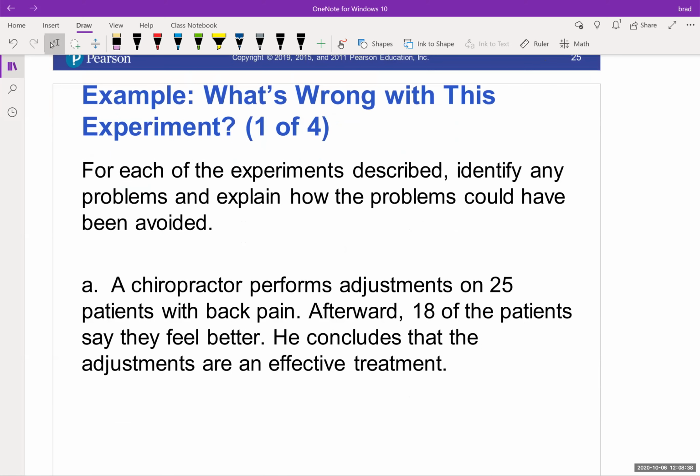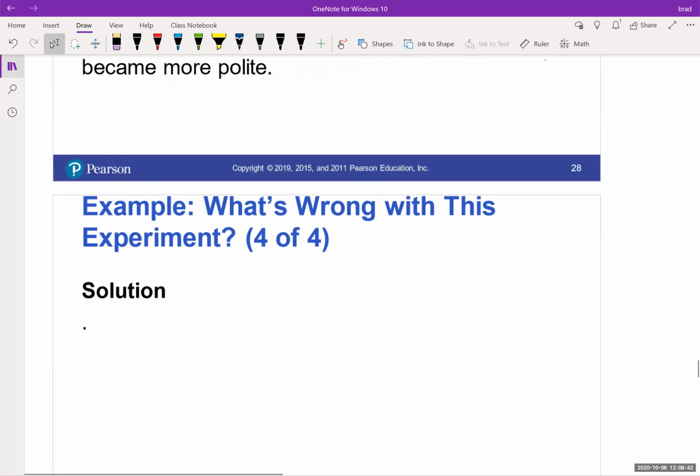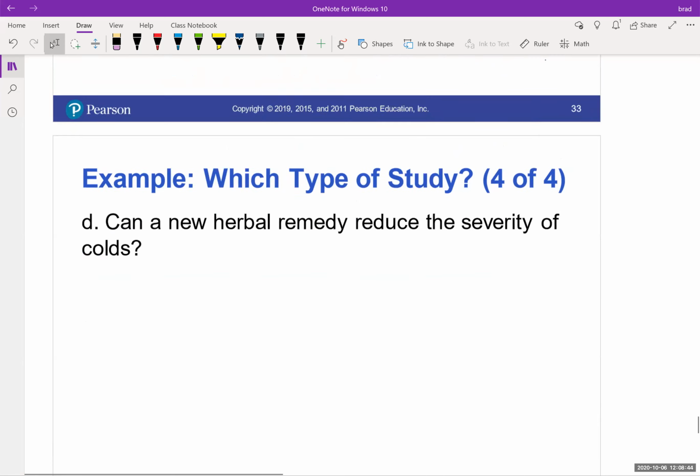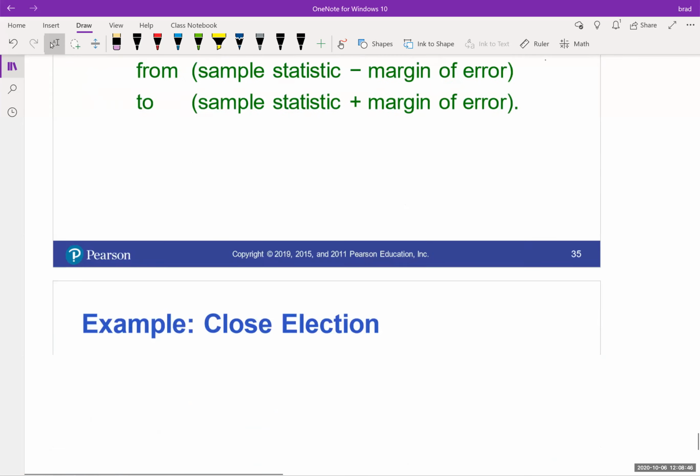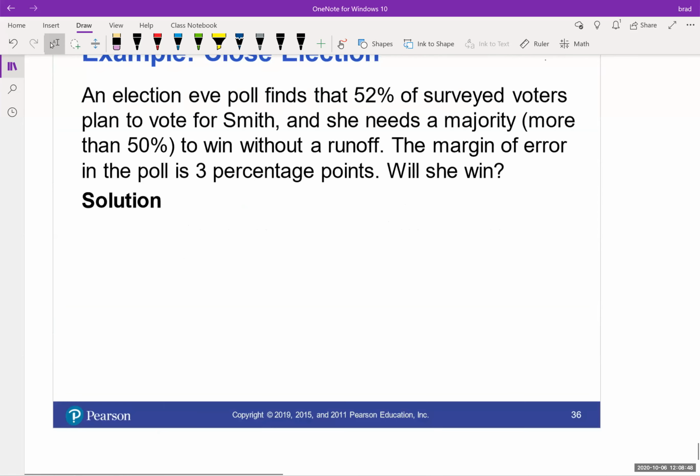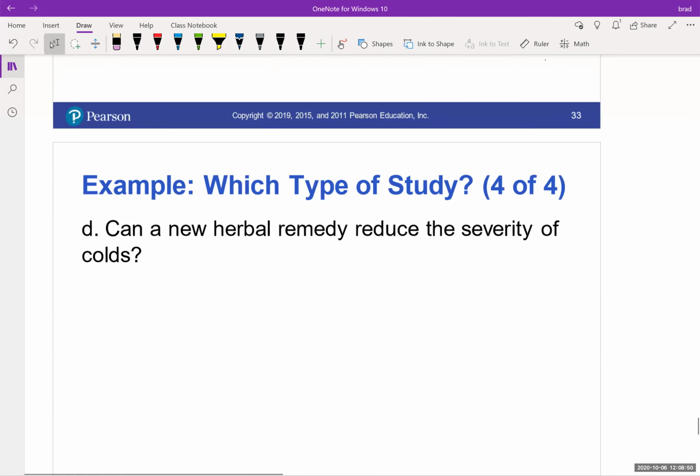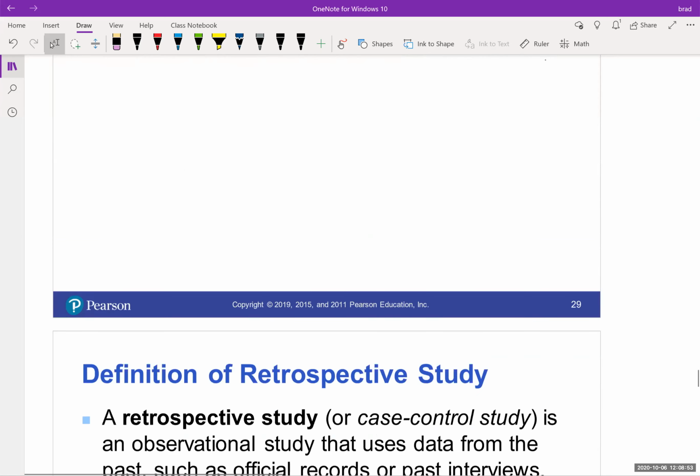So it says for each of the experiments, describe, identify the problems, and explain. So I think we're getting close to the end. Let me see if this is it. Oh, there's still a lot. Okay. So some of this I'm not going to go too deep into.